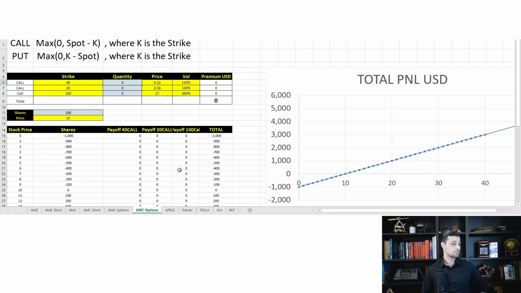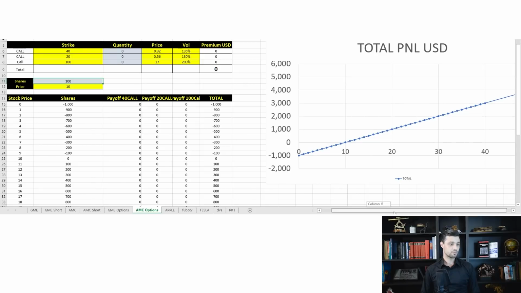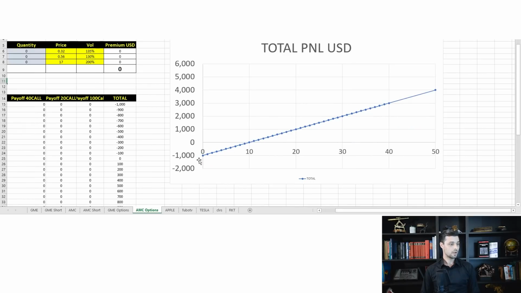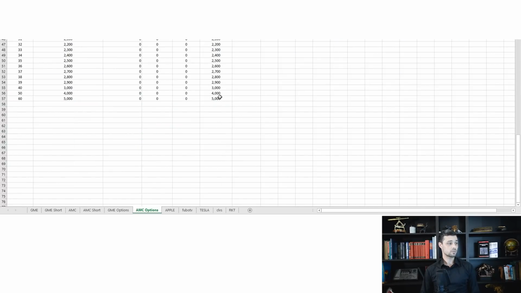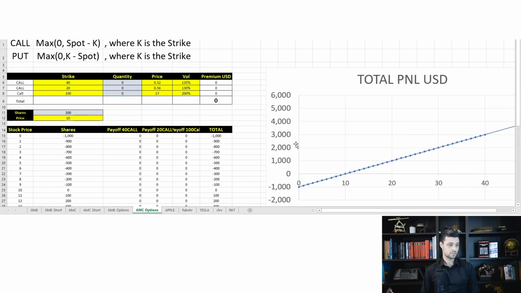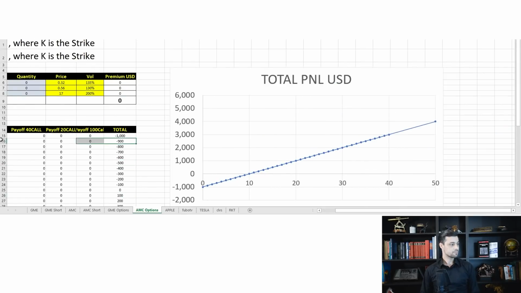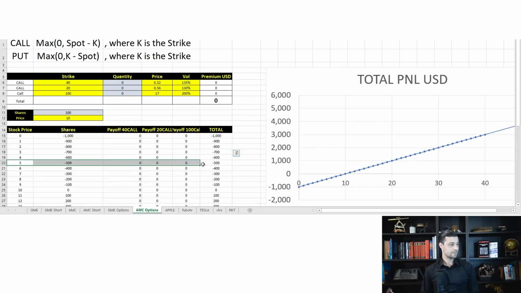Now, one more thing I want to show you guys is some option strategy. So for now, you have this kind of P&L profile. You are basically long shares. So let's say you have 100 shares, you can lose $1,000 and you can make $5,000 if AMC goes to 60, for example. So this is your P&L profile. So basically your loss if AMC goes to 5, which is something reasonable, kind of the worst case scenario, is $500.